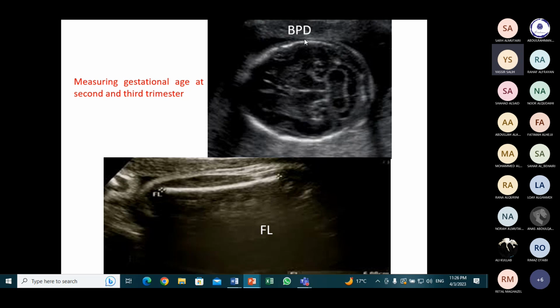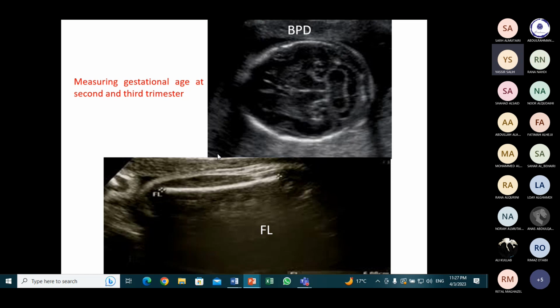You can also measure the head from the outer table to the inner table. We measure from here to here through the thalami. These are the thalami, and this measurement is also calculated into weeks by the machine. It gives you a measurement and tells you that this pregnancy is, for example, 29 weeks according to the biparietal diameter. Next to this, there is also increase or growth of the fetus.